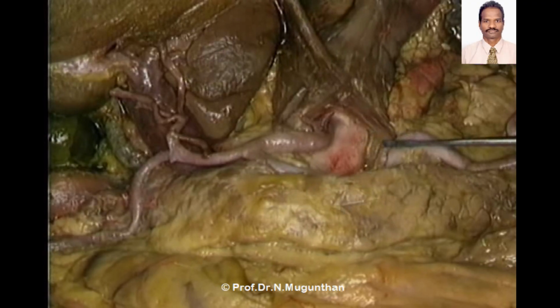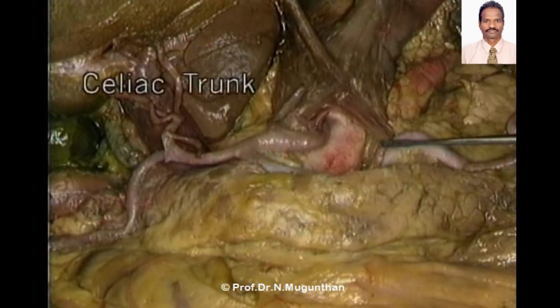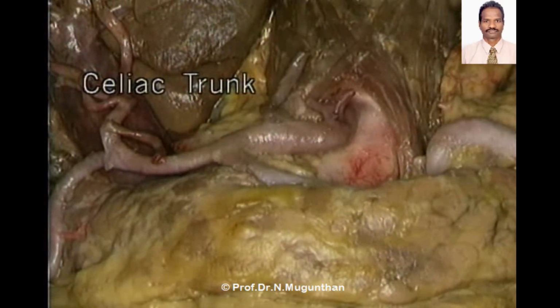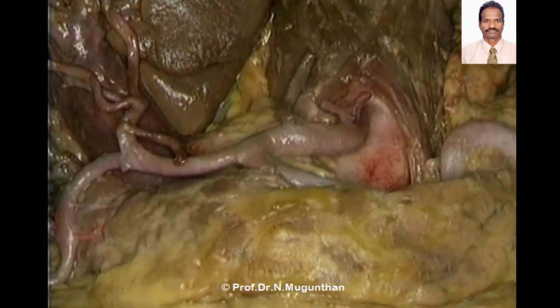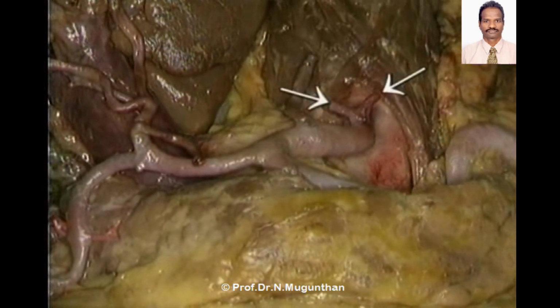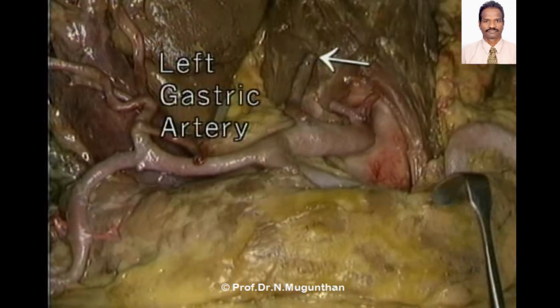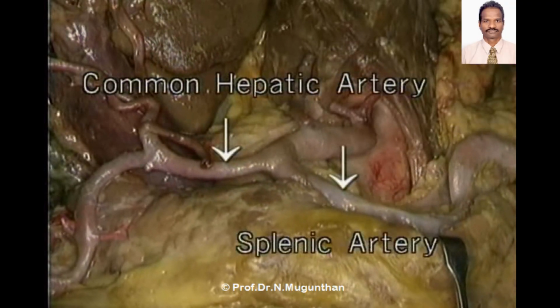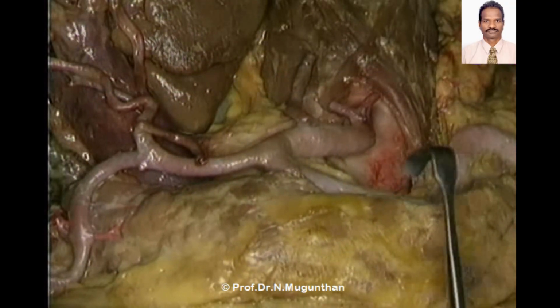So this is the right and the left crus of the diaphragm. Beneath that you can see the abdominal aorta giving the celiac trunk, also called the tripod of Haller. So remember the three branches: the left gastric artery, the common hepatic and the splenic artery. The arrow indicates the first branch from the abdominal aorta, the inferior phrenic artery, and this is the branch from the celiac trunk, that is the left gastric artery. See that, and towards the right is the common hepatic artery, and towards the left is the splenic artery.